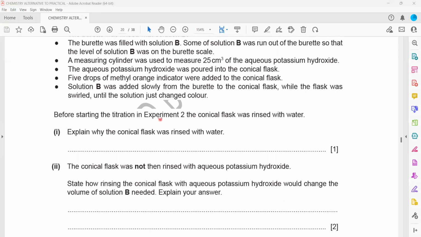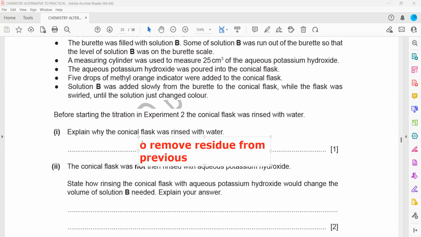Before starting the titration experiment, the conical flask was rinsed with water. Why is the conical flask rinsed with water? So same question. To remove the residue from the previous experiment. And the conical flask was not then rinsed with aqueous potassium hydroxide.